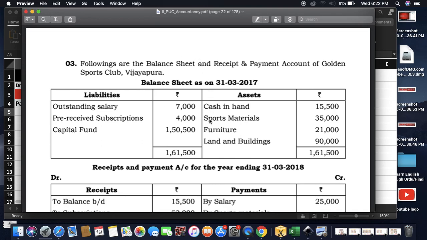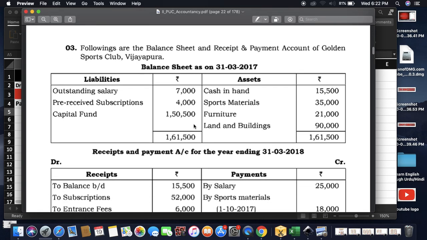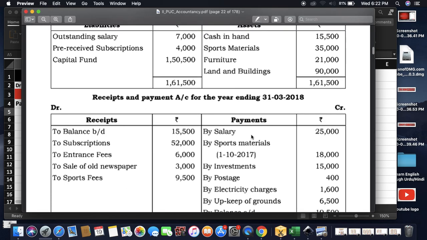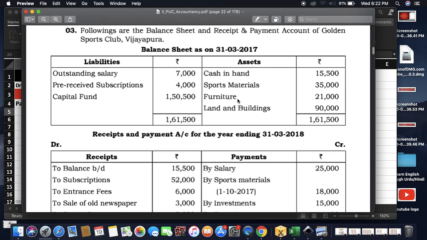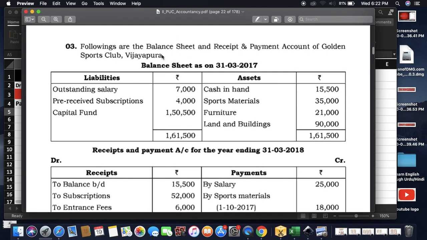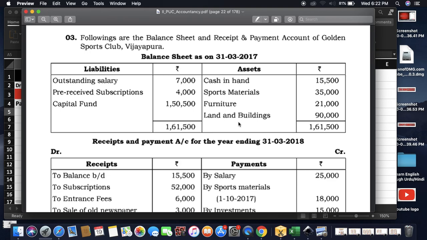So this is the way you will get a question in the question paper. You will be given a balance sheet of the previous year and the receipts and payments account for the year. You have to calculate the income and expenditure statement. As you can see, balance sheet as on 31st of March 2017. This is the balance sheet of Golden Sports Club Vijayapura. So it's a sports club.